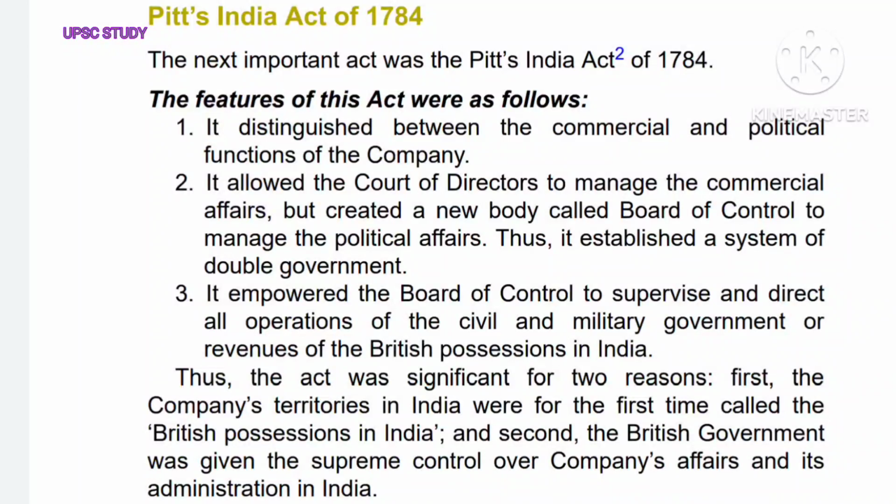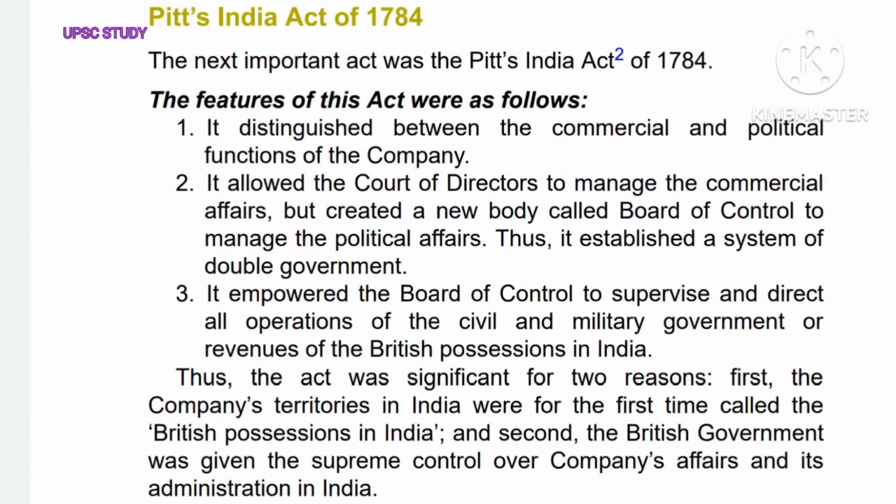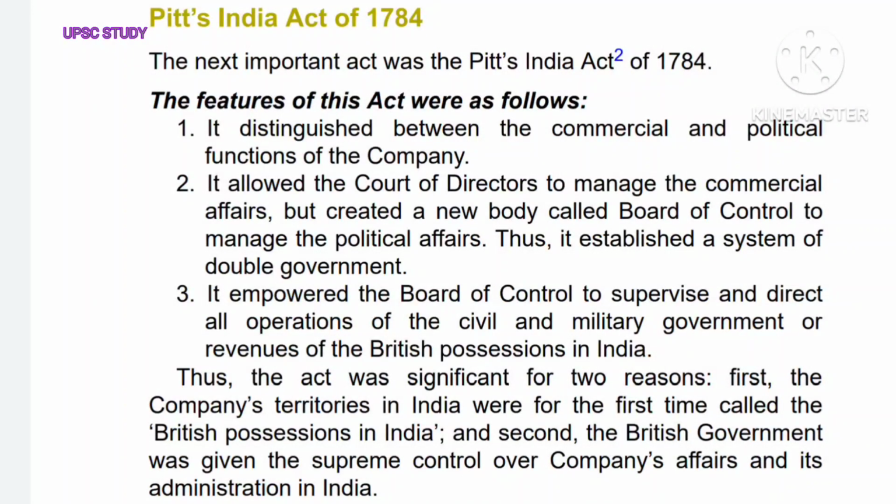Pitt's India Act of 1784. The next important act was the Pitt's India Act of 1784. The features of this act were as follows. Number 1. It distinguished between the commercial and political functions of the company. Number 2. It allowed the court of directors to manage the commercial affairs but created a new body called the Board of Control to manage the political affairs. Thus, it established a system of double government.